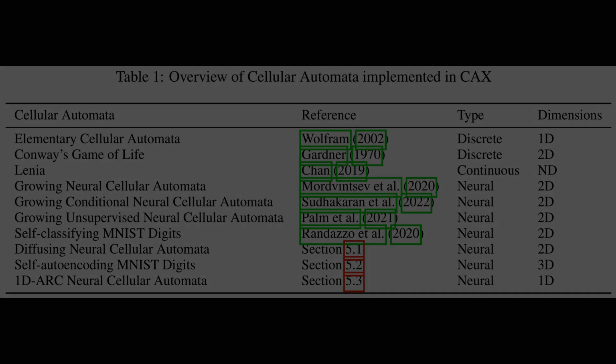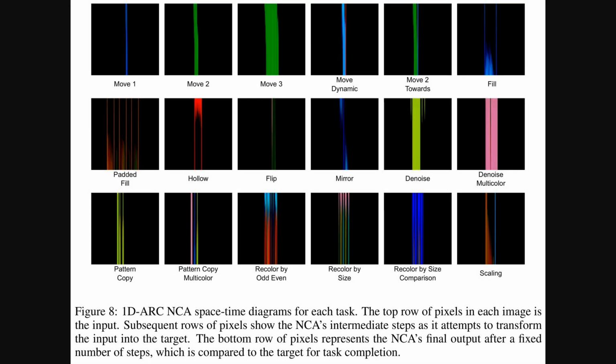Okay, and to really showcase CAX's flexibility for novel research, this figure presents space-time diagrams from a 1D neural CA experiment. So these visuals show the NCA tackling various tasks from the 1D-ARC challenge, like moving or copying patterns. Remarkably, this NCA implemented in CAX achieved higher accuracy than GPT-4 on this specific benchmark, really demonstrating the library's potential for exploring complex, emergent problem solving.